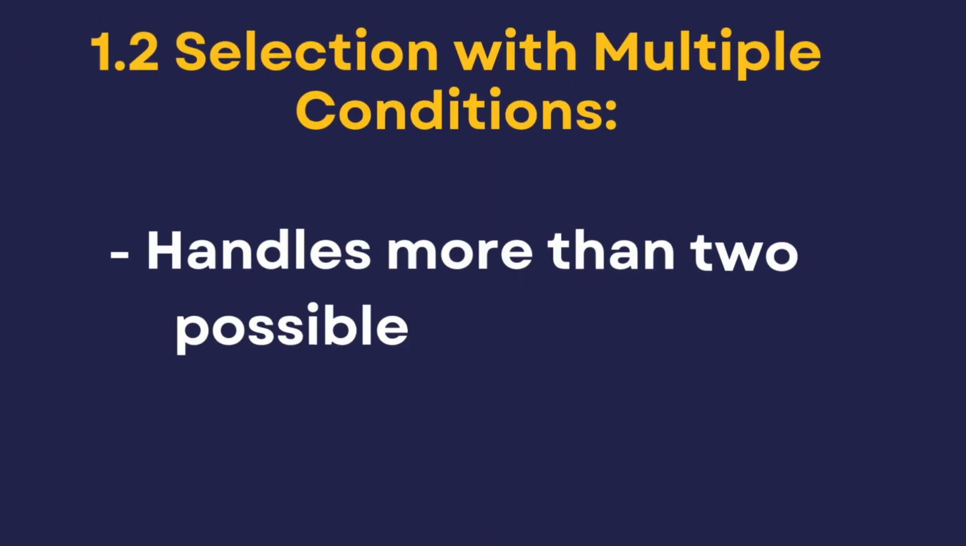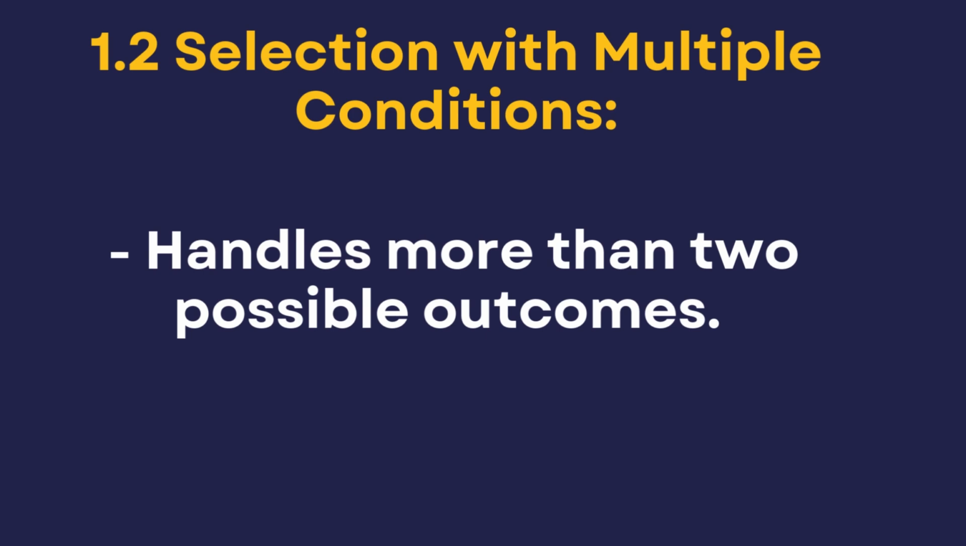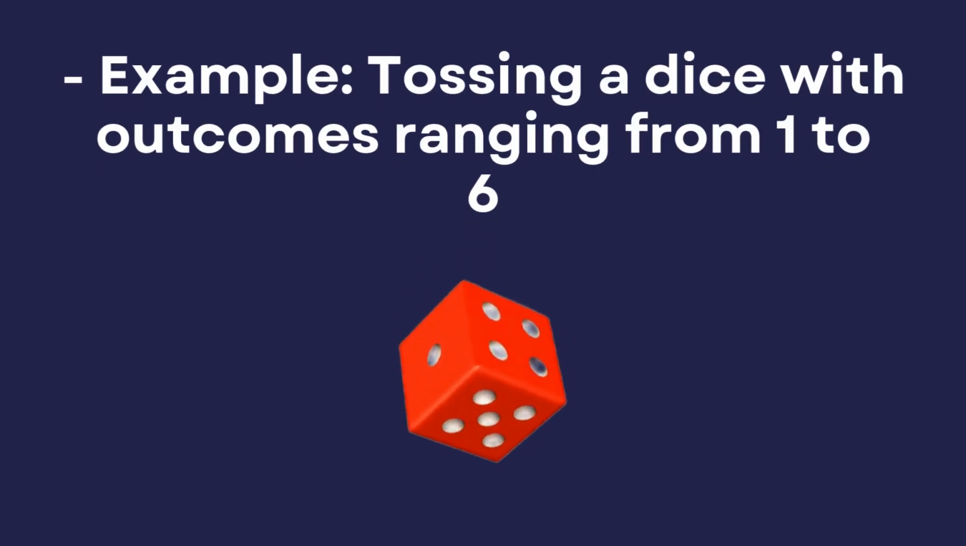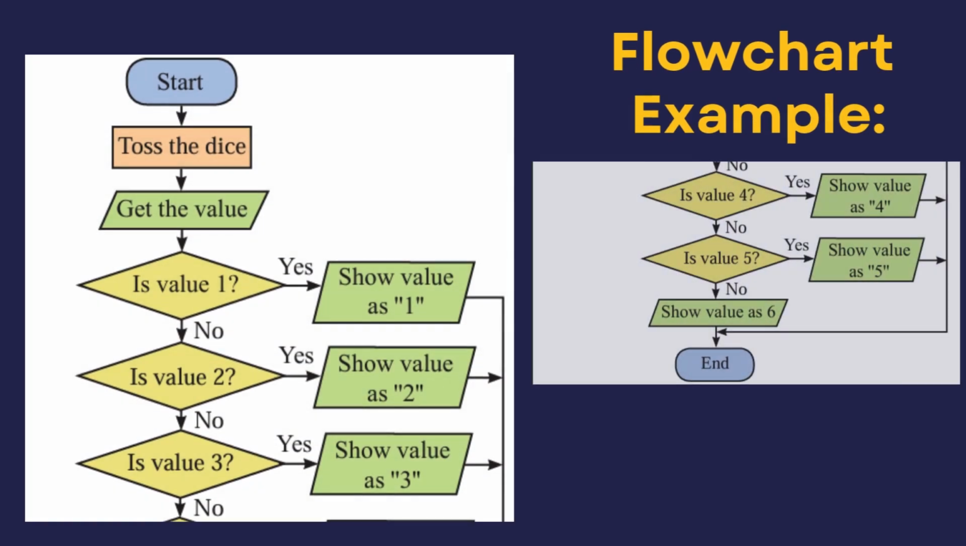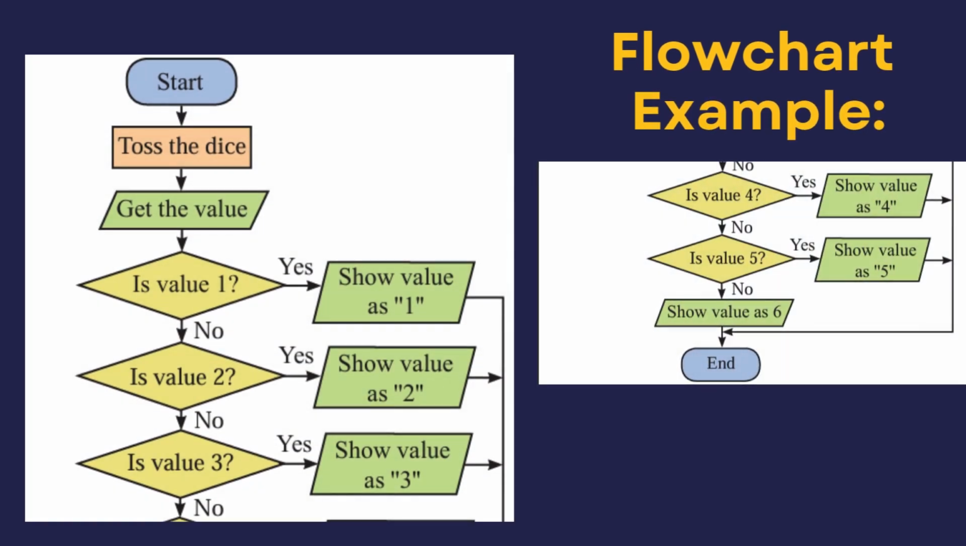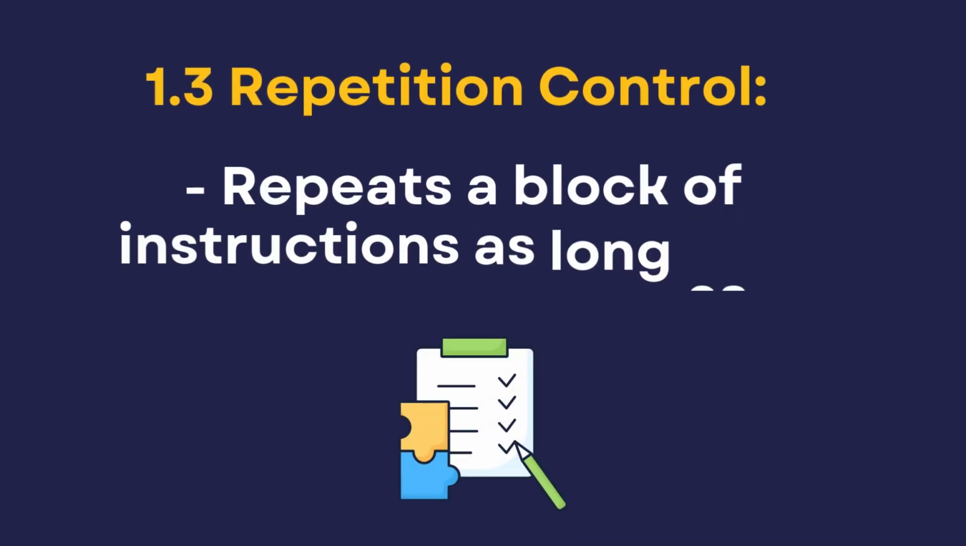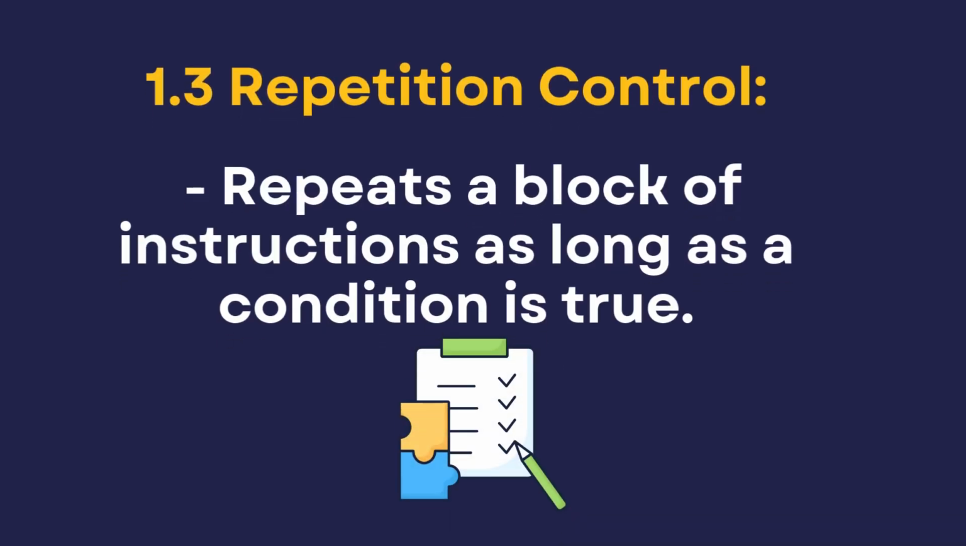Selection with multiple conditions handles more than two possible outcomes. Example, tossing a dice with outcomes ranging from 1 to 6. Flowchart example: start, toss dice, check if value is 1, 2, 3, etc., and display the result. End.